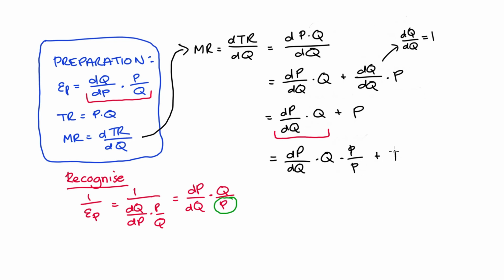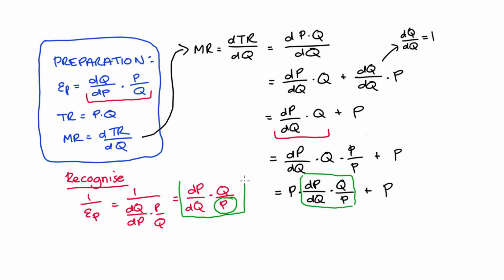Now I'm going to expand this in a particular way, which will make everything clearer. I'm going to take the numerator p out the front, and I get p times dp dq times q over p. I've put that denominator p just under the q variable. Then of course we have plus p. Hopefully you can see why I've done that. It's to get that inverse of the elasticity variable in here. I've just outlined it in green.